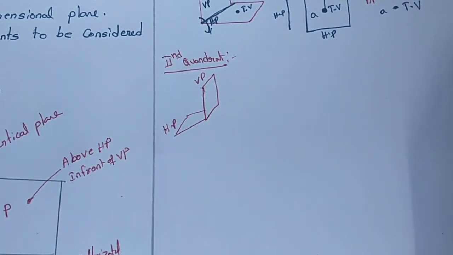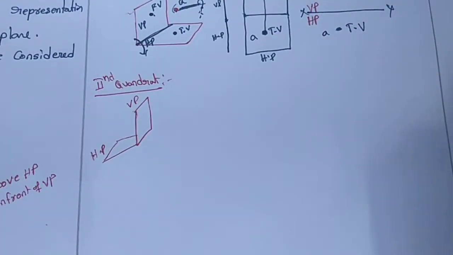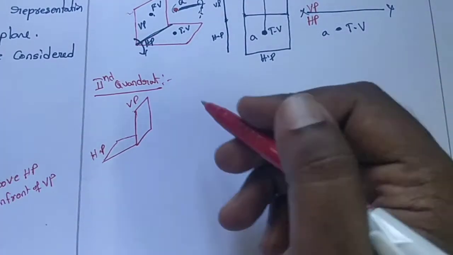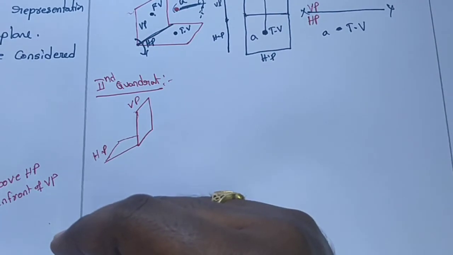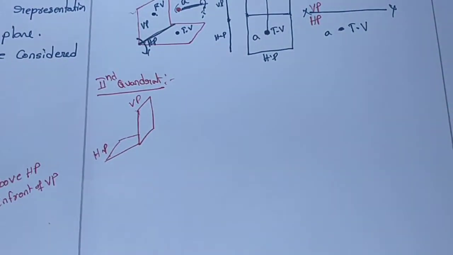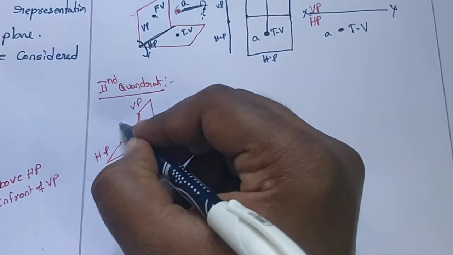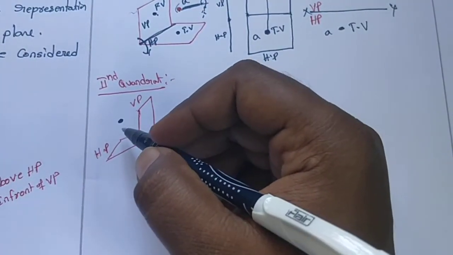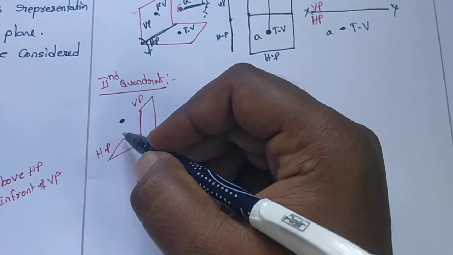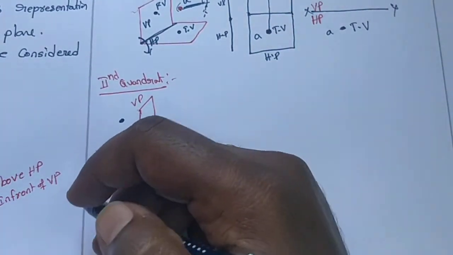For this, the angle between the horizontal plane and vertical plane is 90 degrees. Suppose any object is placed behind VP and above HP, that object is in the second quadrant.